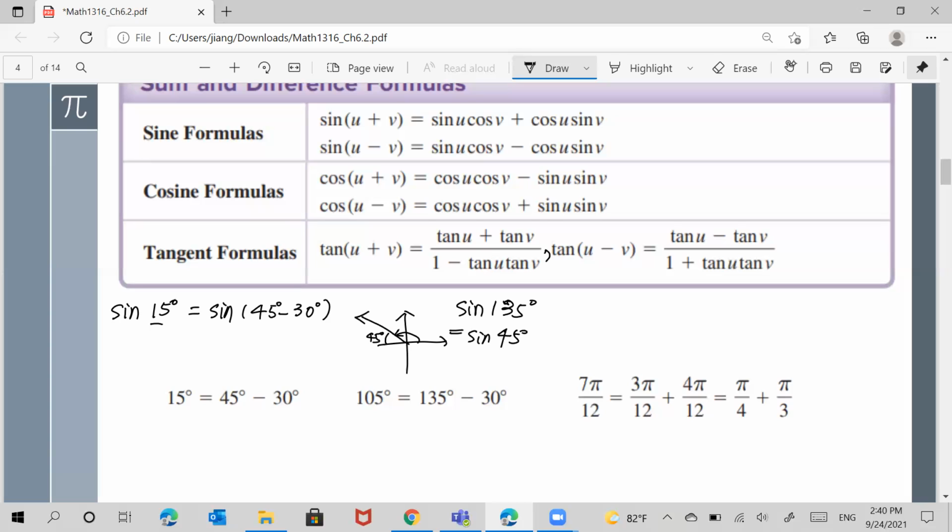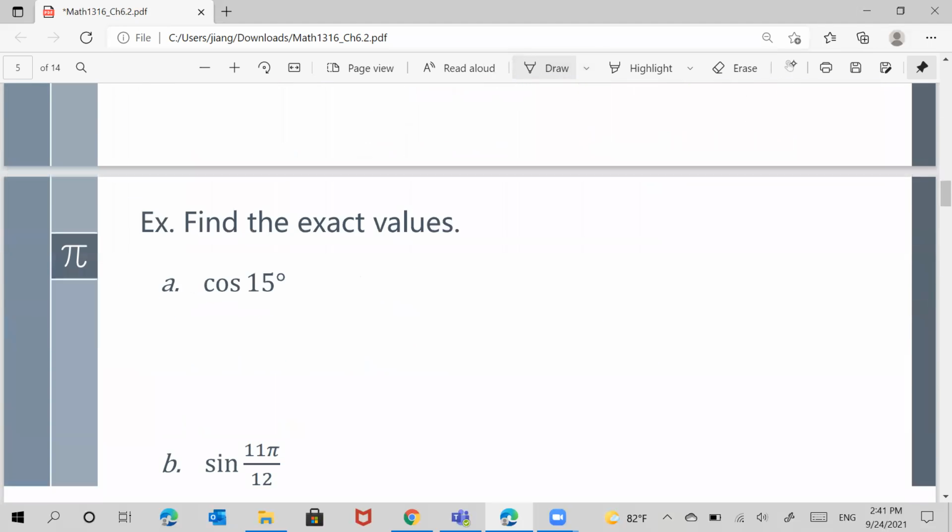And for this one, 7 pi over 12, we haven't learned sine, cosine, or tangent of this angle. We can split it into two parts. One is 3 pi over 12. Another angle is 4 pi over 12, because 7 pi equals 3 pi plus 4 pi. And then simplify these two fractions. We got pi over 4 and pi over 3. And these two angles are easy for us to compute. Let's move on to see examples.